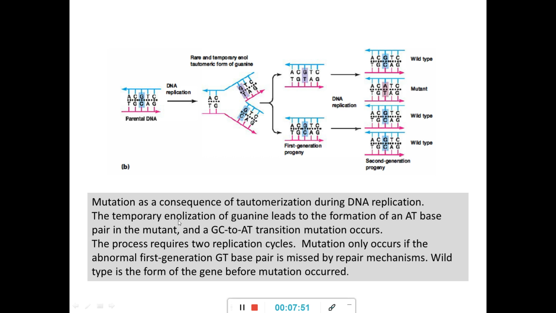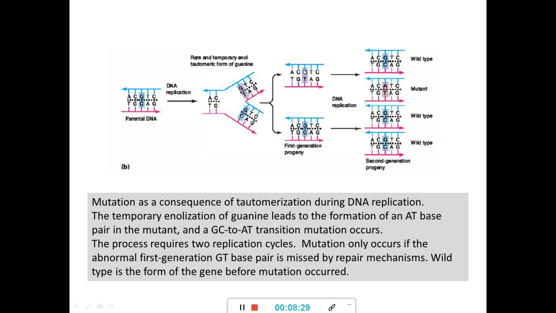And the process usually requires two replication cycles. Mutation only occurs if the abnormal first GT pair is missed by a repair mechanism, and the wild type is the form of the gene before mutation occurred. Usually when such tautomeric shifts happen, you can see here, this is GC. Here it is being paired and it is converted into GT. But here it is GC. So this is a first generation progeny. And here it is GT.